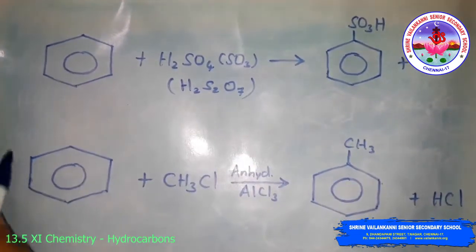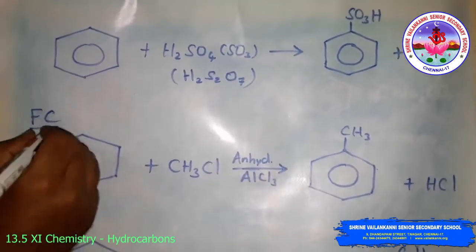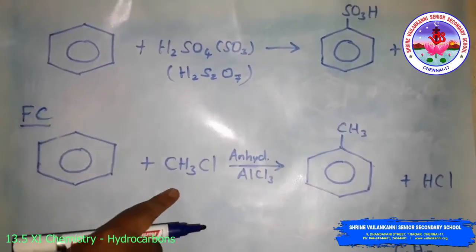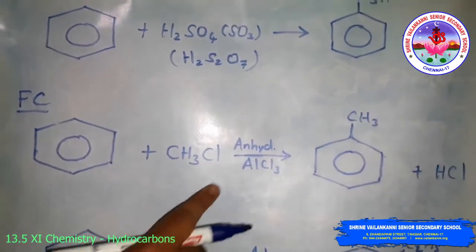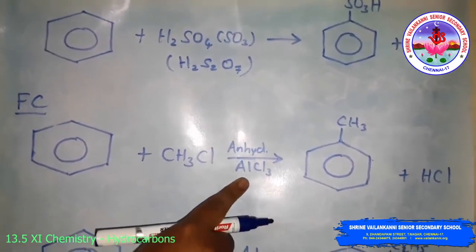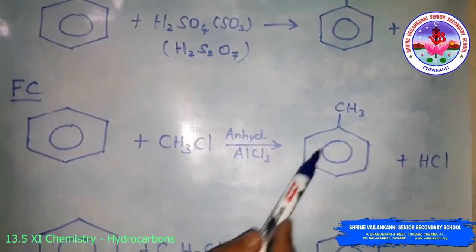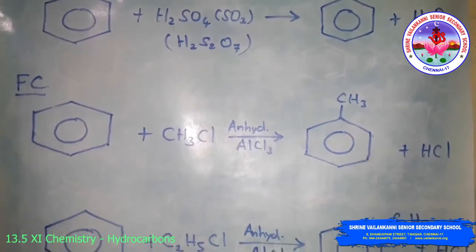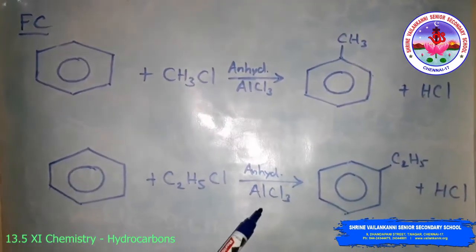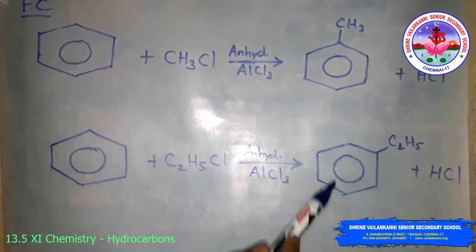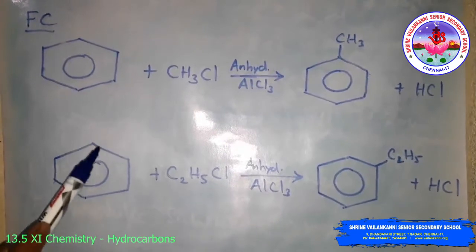Then this is the Friedel-Crafts alkylation reaction. When benzene is treated with an alkyl halide in the presence of anhydrous aluminum chloride, the alkyl benzene is formed. So the alkyl benzene, that is methyl benzene, is formed. When treated with ethyl chloride and anhydrous aluminum chloride, you will get ethyl benzene. So this is the Friedel-Crafts alkylation reaction.